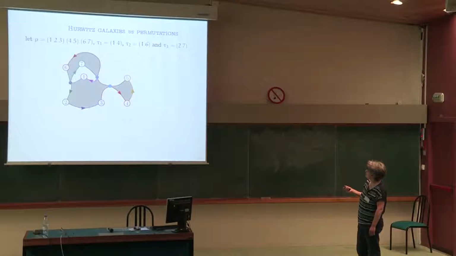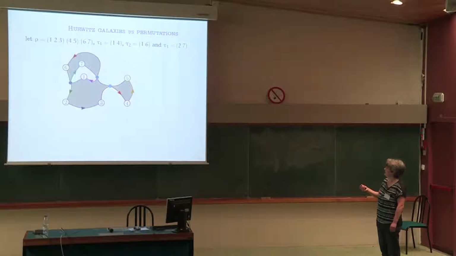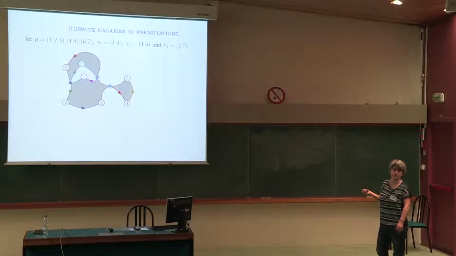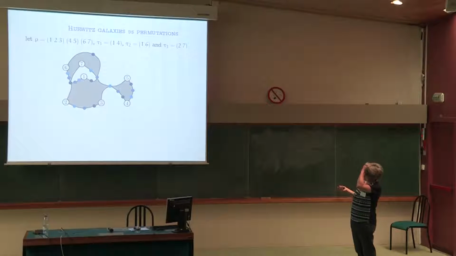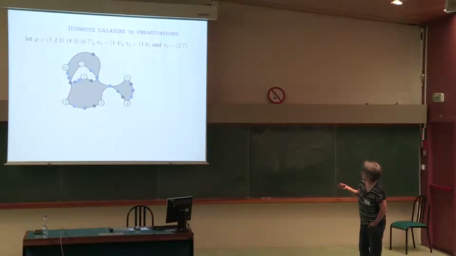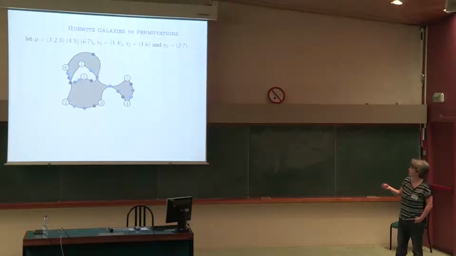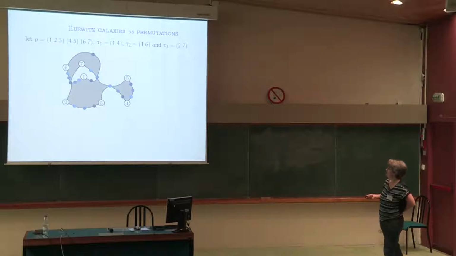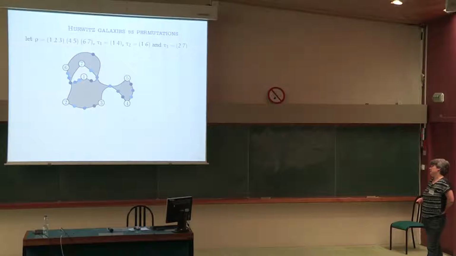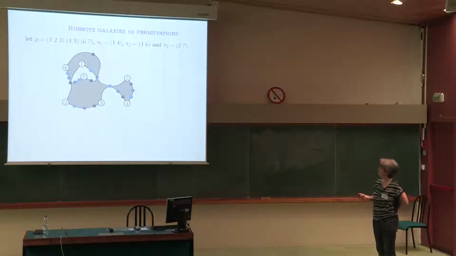So what will I do? Actually, I will represent the action of each of these three transpositions on each of the seven vertices or elements. So I will add the missing blue dots according to the order of these three transpositions. So I obtain something like that. And actually, this is not exactly what I had before, because I had no white vertices, nor labeled white vertices.